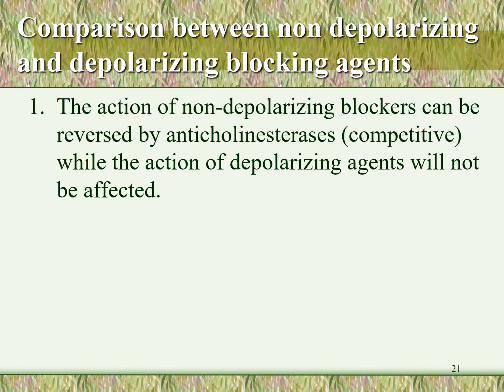Last, we will compare between the non-depolarizing and depolarizing neuromuscular blocking agents. The first comparison: the action of non-depolarizing drugs, d-tubocurarine, pancuronium, and vecuronium, can be reversed by anticholinesterase, as we see, because the anticholinesterase will increase the endogenous acetylcholine and the acetylcholine will overcome these drugs at the nicotinic NM type of receptors.